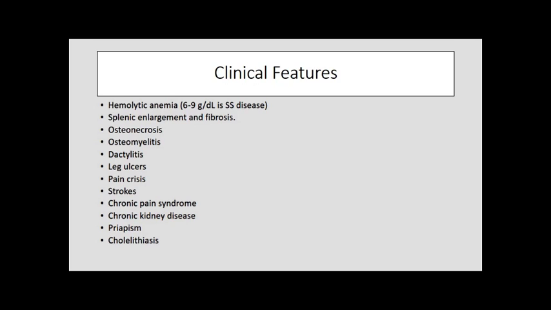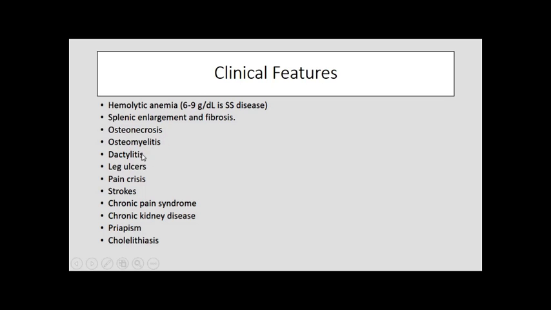Okay? Anemia, very low levels of hemoglobin, hemolytic anemia. Splenic enlargement, fibrosis of the spleen, many infarctions in the spleen. Osteonecrosis and osteomyelitis. Remember, the bone marrow is growing, trying to compensate. Very thin cortex. Vasoocclusion of the blood vessels in the bones will lead to infections.